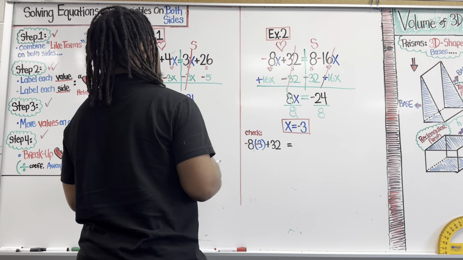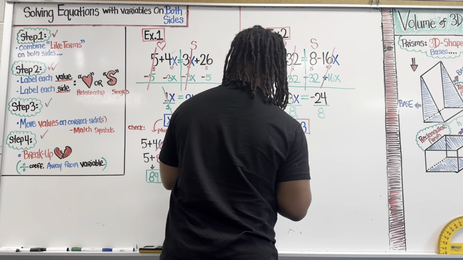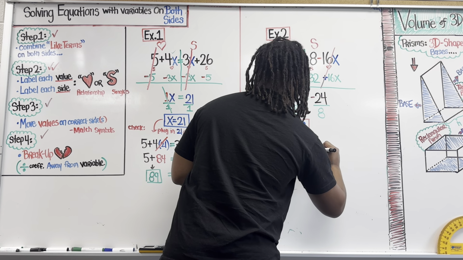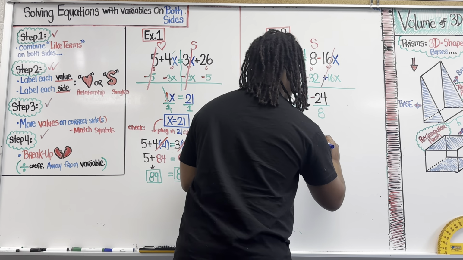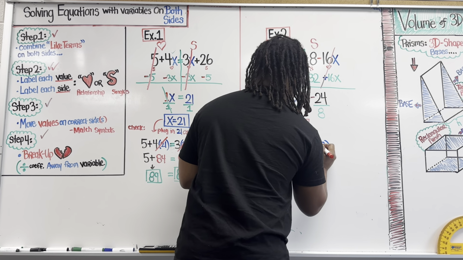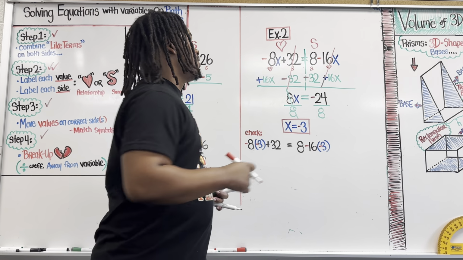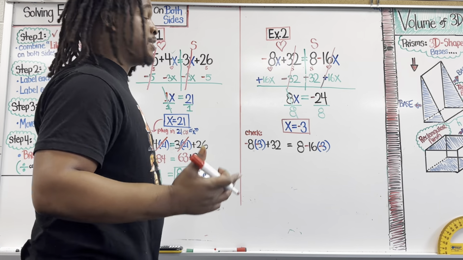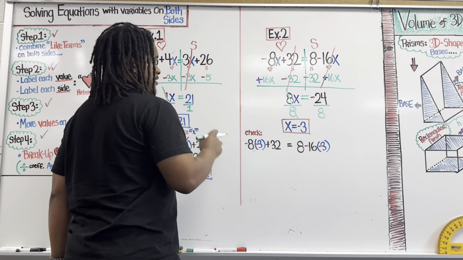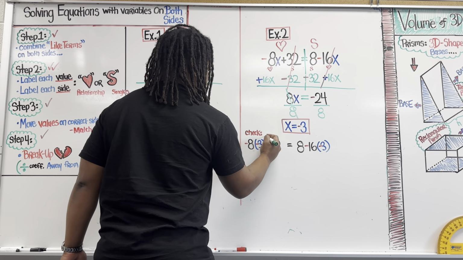equals, and then the opposite side, guys, I have 8 minus 16 times x, which is times -3. Okay, so what I'm trying to do is solve both sides to see if both sides are equal. If they both equal, then we have the correct value of x. If they don't equal, then somewhere down the line we did something wrong, okay? So remember, order of operations, we always multiply first. I have a negative times a negative, which is a positive.